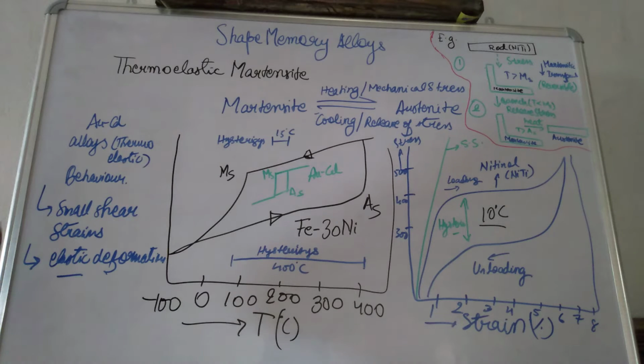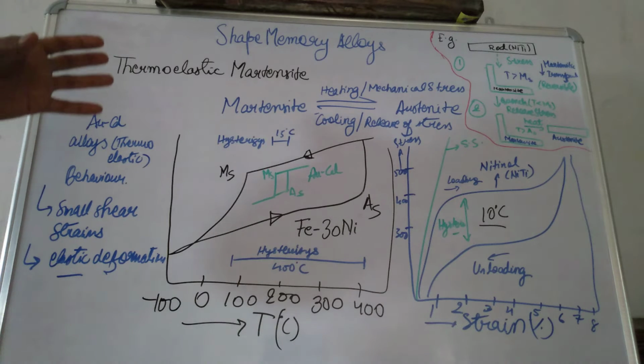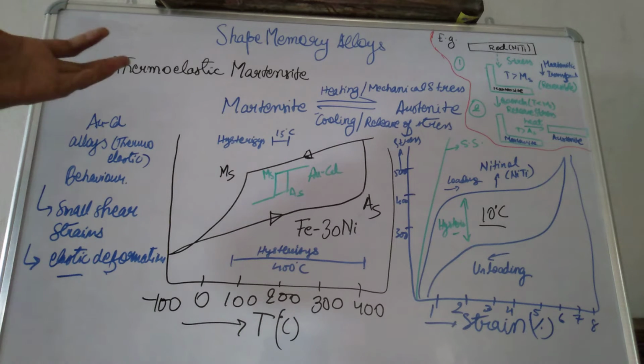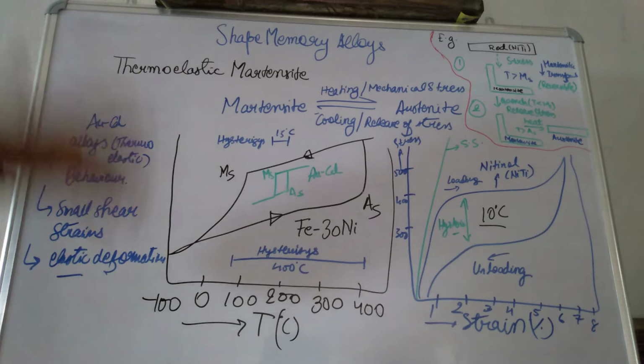As we know, martensite forms upon rapid cooling, and we have also seen that martensite does not reversibly transform back to austenite under any circumstances. But there is a certain set of materials having what is called thermoelastic martensite, which can reversibly transform to austenite and back to martensite upon heating and cooling.